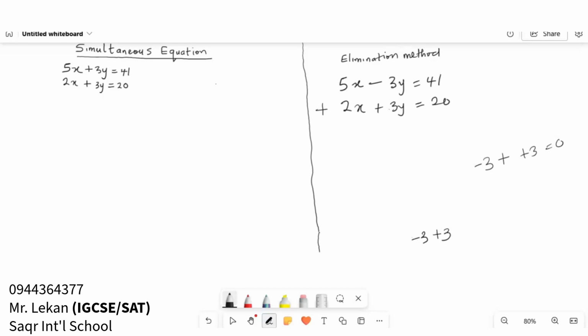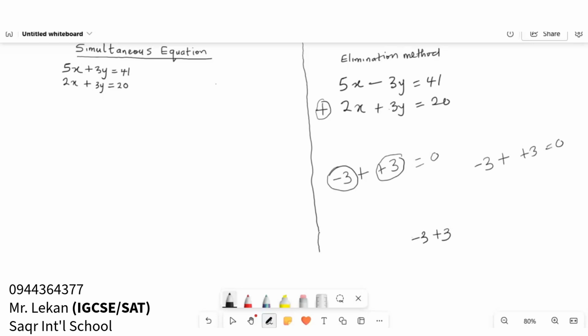I will not subtract. If you press this completely in your calculator by saying minus 3 from the equation 1 plus 3 from equation 2, at the end of the day, it will be minus 3 plus 3. It will give you 0. See that? So elimination is not always subtract. No, it depends on how those signs are manipulated.